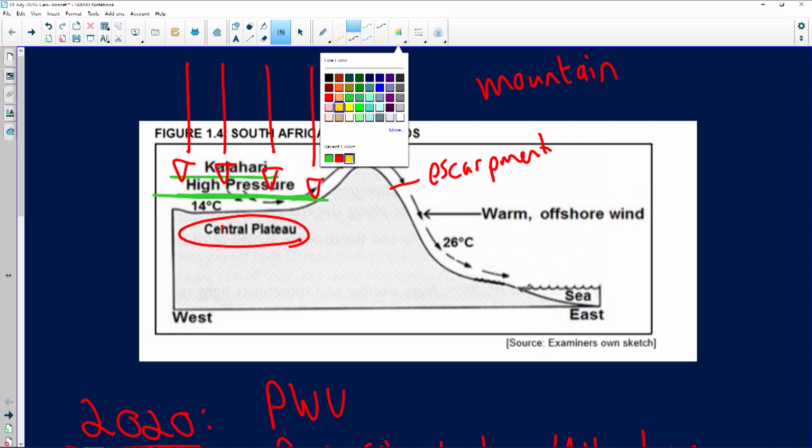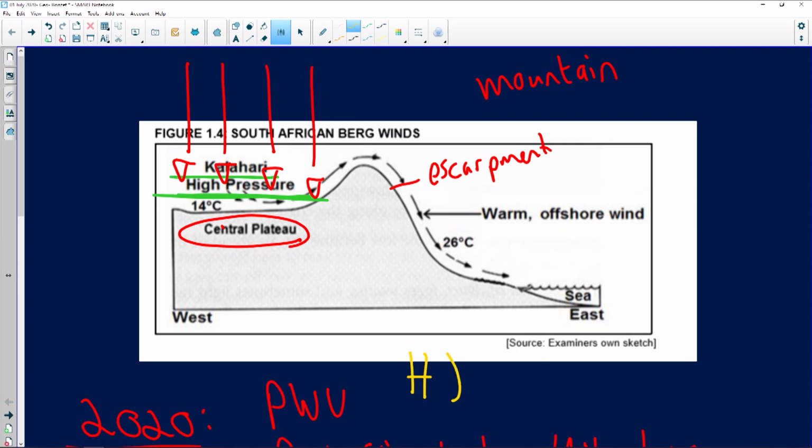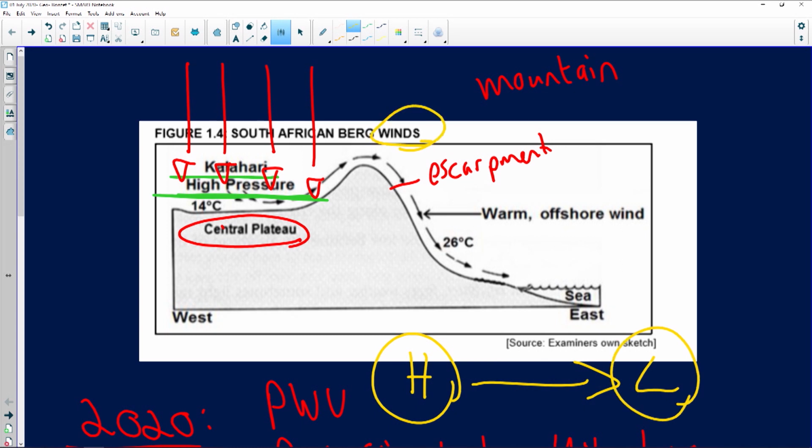Now, when we experience these Berg wind conditions, it might be because there's something next to the coast taking place. The first basics we need to go back to: how does air move? Air moves from a high pressure to a low pressure. And that is known as winds. Am I correct? So, we already established Berg is a mountain. But now we need to define winds. If you need to tell someone what winds are, it's when air moves from the high pressure to the low pressure. So what did we identify?